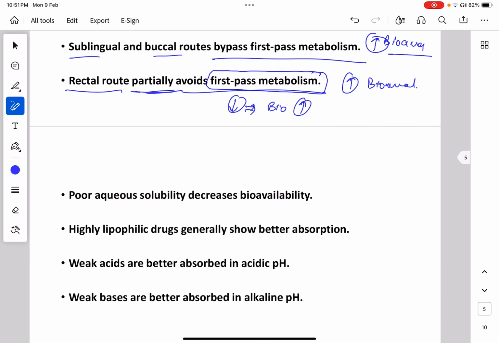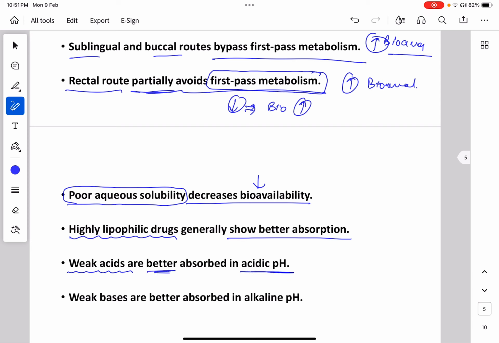Now, poor aqueous solubility decreases bioavailability. If the aqueous solubility of a particular drug is poor, then it decreases the bioavailability of that drug. And highly lipophilic drugs generally show better absorption. Weak acids are better absorbed in acidic pH, and weak bases are better absorbed in alkaline pH. So, weak acid better in acidic pH, weak base better absorbed in alkaline pH. Remember these facts.